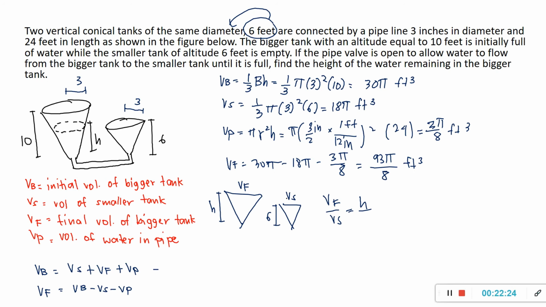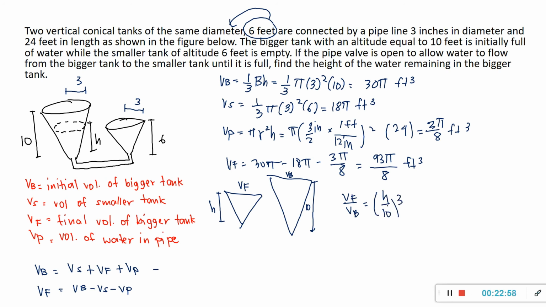Wrong. We should not use VS here. We should use the other one, because we are not sure that those are similar solids, so we made a mistake. Sorry. We compare the bigger tank and the smaller tank. They are the bigger tank and the final volume, and those are the similar solids. So VB, this one is 10. Right. So that was wrong. Sorry. We have VF over VB equal to H over 10 cube.